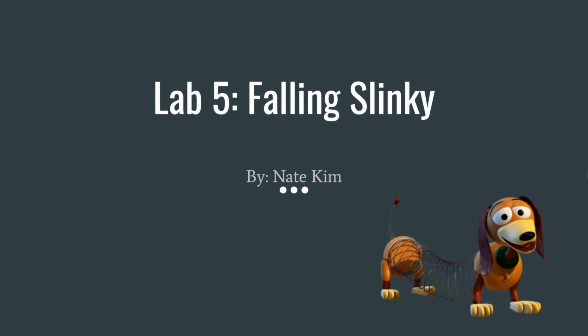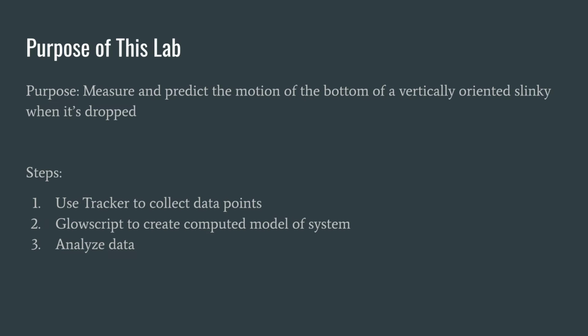This is Lab 5 on the falling slinky. The purpose of this lab is to measure and predict the motion of the bottom of a vertically oriented slinky when it's dropped. The steps we will take for this lab are to use Tracker to collect data points from our video that we're observing, use GlowScript to create a computed model of the system, and to analyze our data.